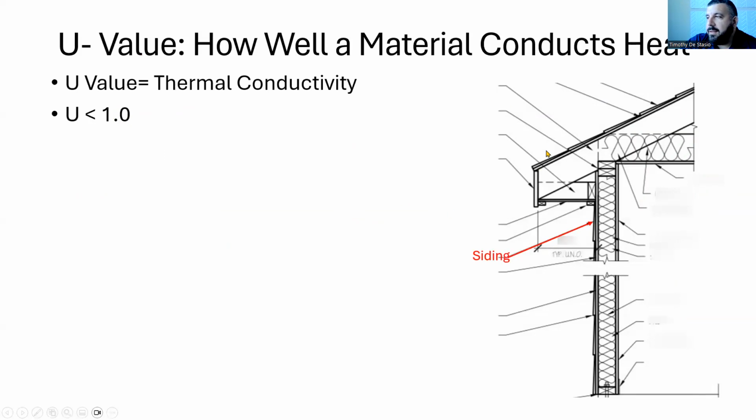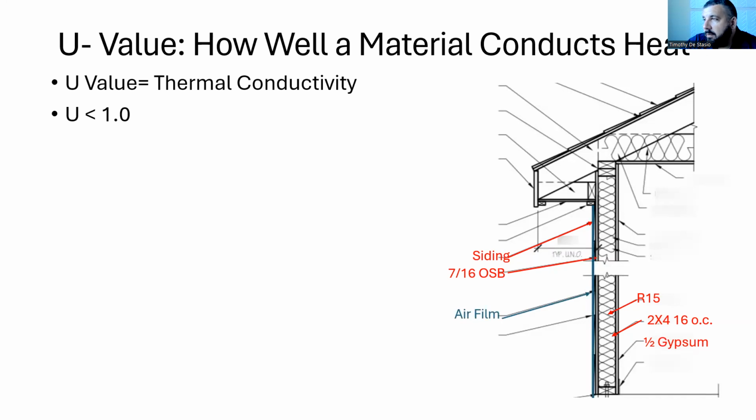So let's think about a typical construction of a house, like the one that I built. I've got vinyl siding on the outside. I've got 7/16 OSB sheathing. I've got R15 insulation in the cavity of the walls. The frame is 2x4, 16 on center, and then we have half-inch gypsum drywall.